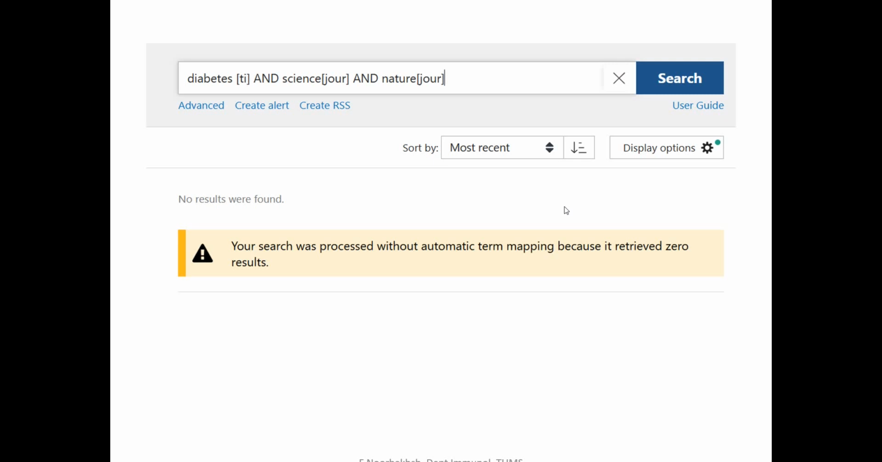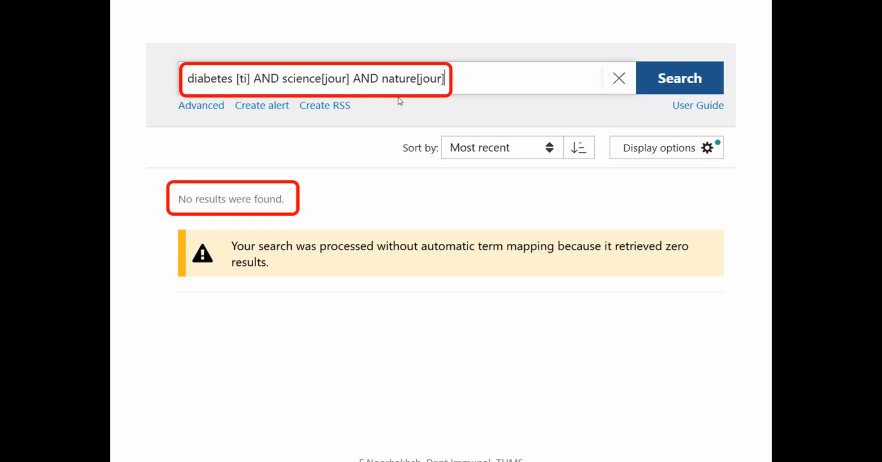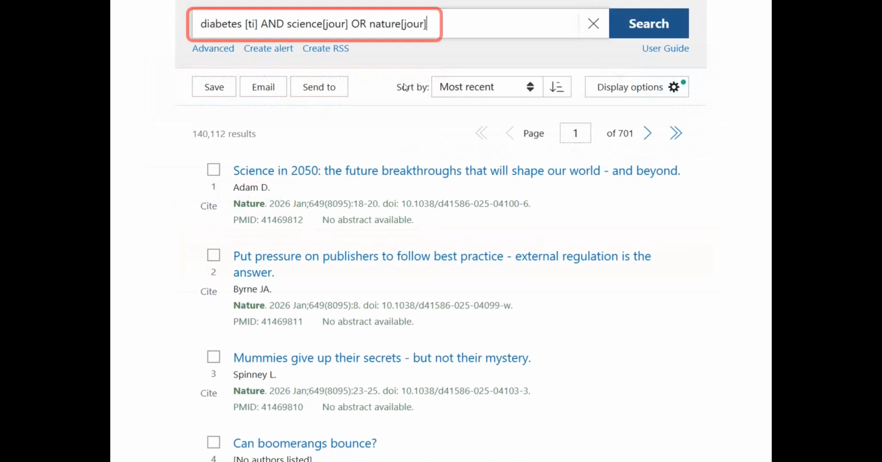Nature. If I write my search term like this, diabetes and science and nature, I wouldn't be getting anything. No results were found, because this is looking at the intersection between science and nature. And that's not something that we have. We don't have the same article being published at the same time in two journals. So the way that we have to do it is by using OR, the union of science and nature.